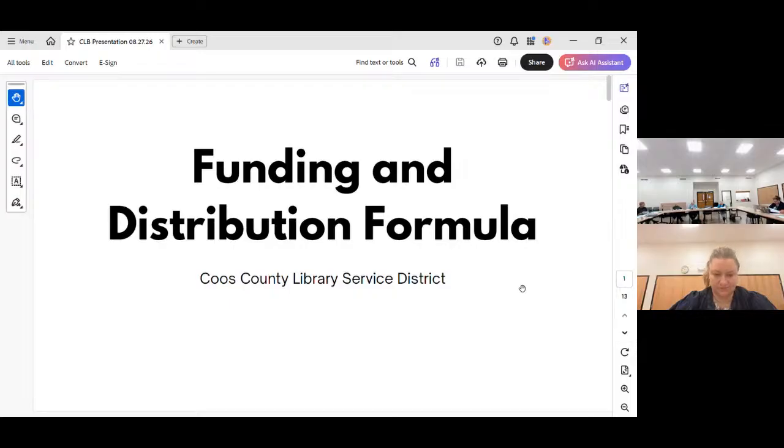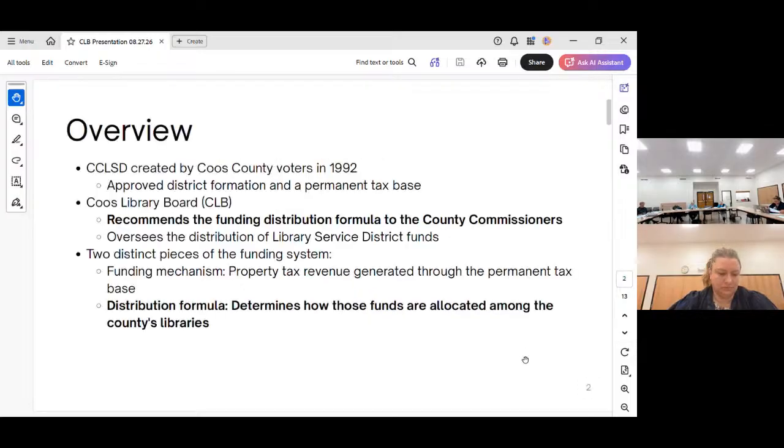All right, so just as an overview, the CCLSU was created by Coos County voters in 1992. We have a permanent tax base that's pretty unique in the state of Oregon. It's special, and from the point of view of a library director, I think we're really lucky to have it. The role of the Coos Library Board in this is to serve as an advisory board to the county commissioners, and one of the key responsibilities is to recommend the funding distribution formula to the commissioners. We have two distinct pieces of how we're funded. We've got a funding mechanism, which is the property tax revenue that the county collects on behalf of the district that was approved by the voters, and then we have a distribution formula that determines how those funds are allocated among the libraries.